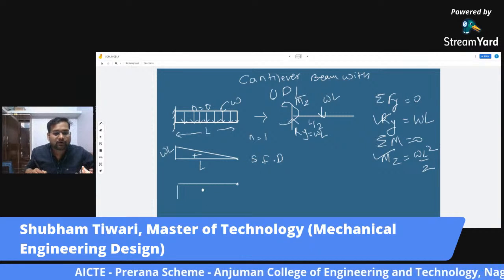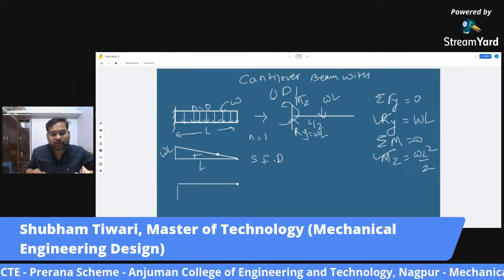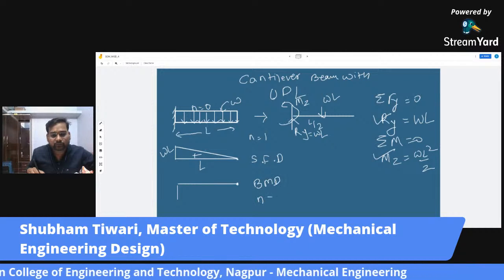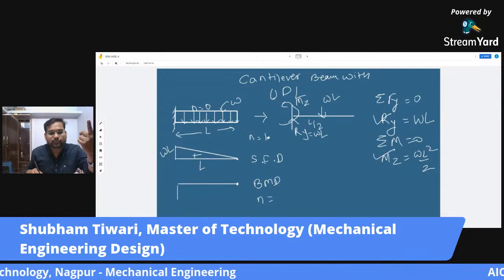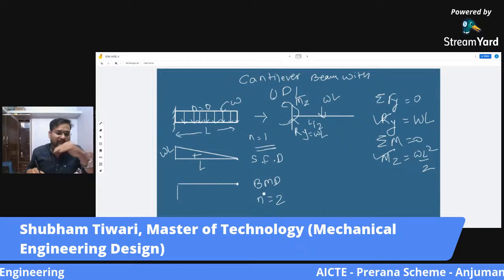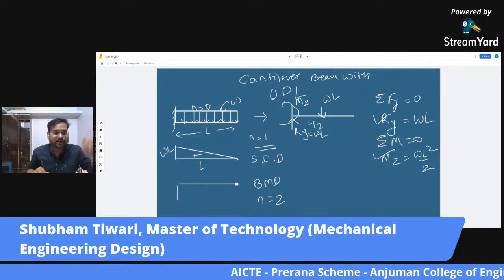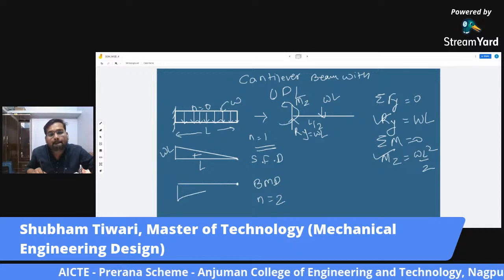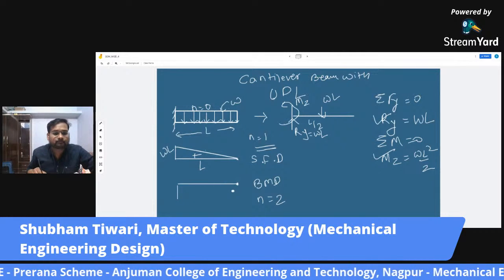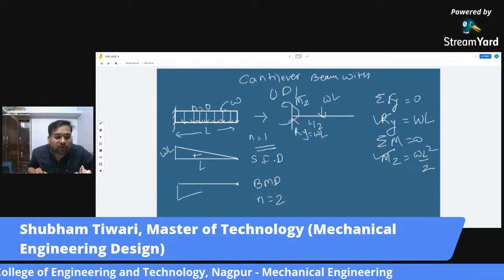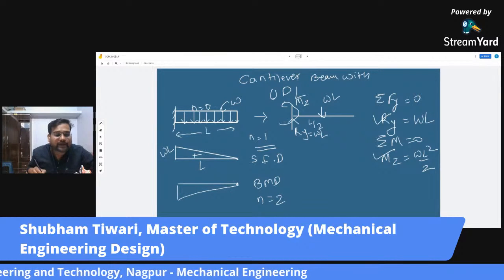So now for the SFD the degree is equal to 1. For the BMD, the degree will increase by 1, so it will be 2. So what will we see? We will see a parabola. So we will join these 2 points with the help of a parabola. Sorry, the curve is not coming properly. Yes, bingo.